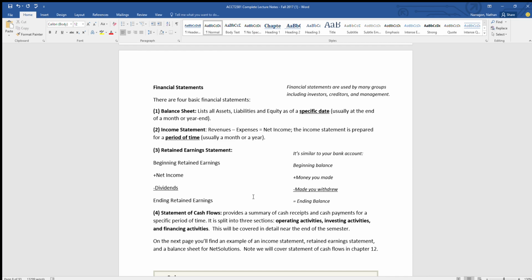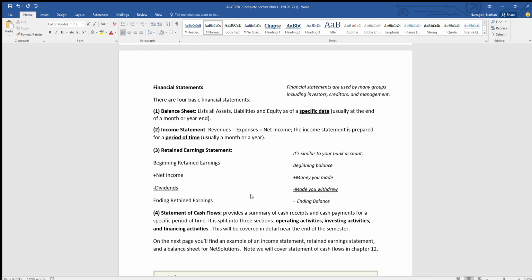This is really known for the specific date because the balance sheet goes on forever. It does not stop, it does not close out, it doesn't do anything, it goes on forever. That's why we can only pull it for specific dates. Income statement is a little bit different.